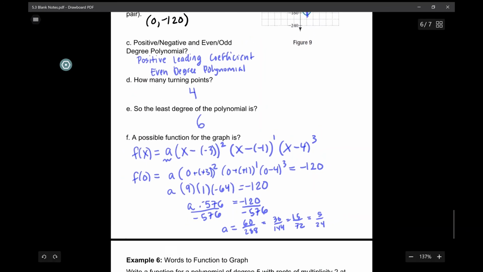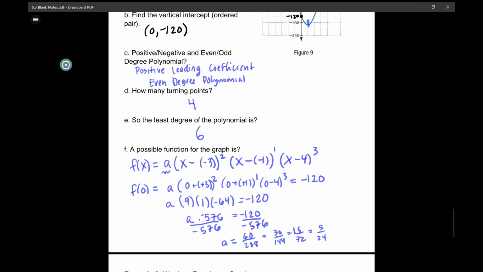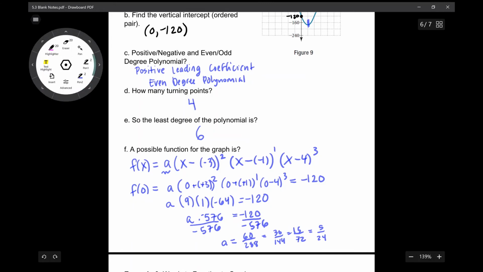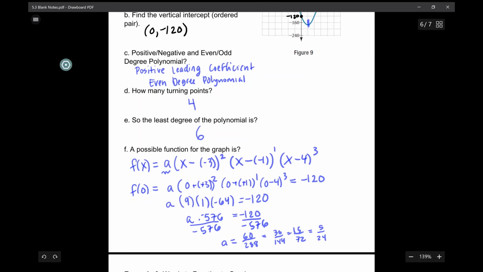So what do we think our function is? We think our function is this business with the A plugged in. So let me write it up here in black. And you guys can even go and check on Desmos that this actually matches the graph. That'd be a good exercise. We think it is f of x equals 5 over 24, I hope I reduced my fractions correctly. I think I did. 5 over 24, x minus negative 3, so x plus 3 squared, x plus 1, x minus 4, squeeze in a cube.